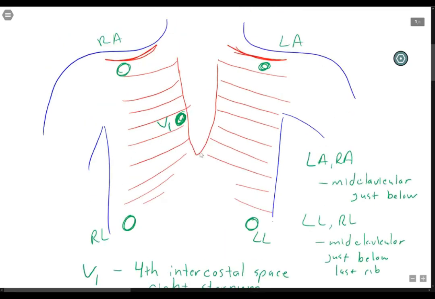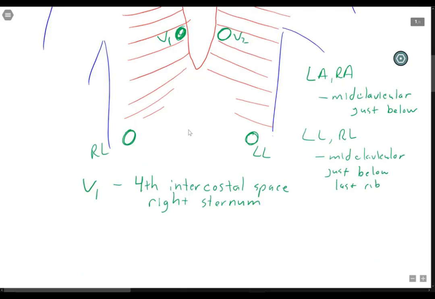And then what we're going to do is go to the other side of the sternum and put V2. So the same thing goes for V2. It's that fourth intercostal space. I'm just going to put quotation marks so I don't have to write all over again. Except it's to the left of the sternum.